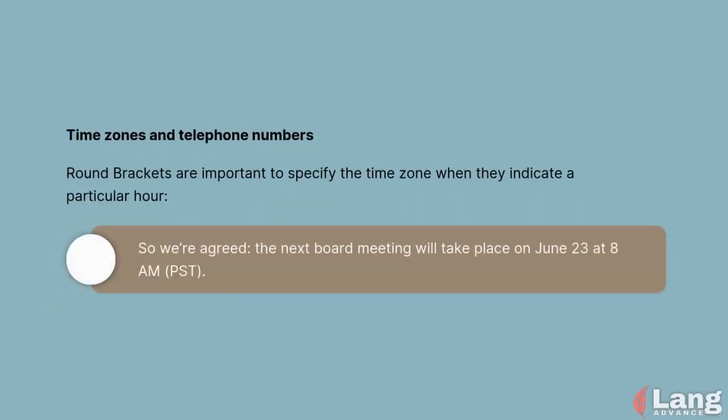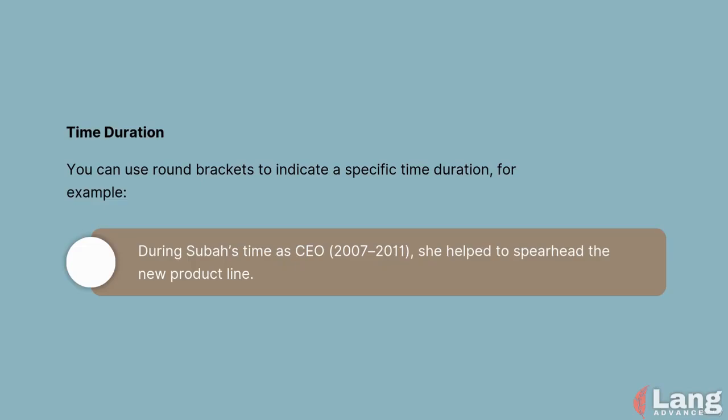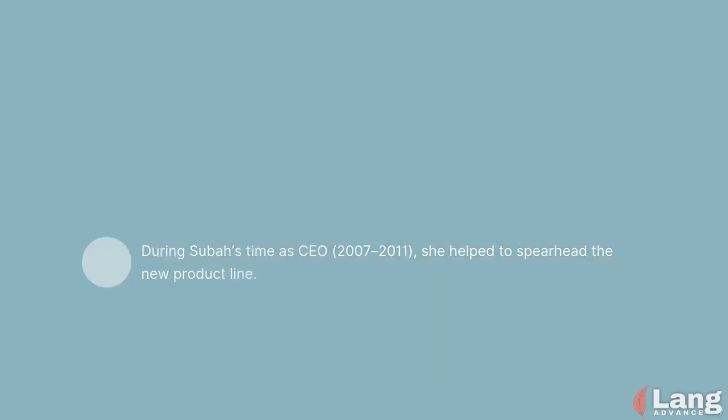Time zones and telephone numbers. Round brackets are important to specify the time zone when you indicate a particular hour. For example, we agreed the next board meeting will take place on June 23 at 8 a.m. (PST). Time duration. You can use round brackets to indicate a specific time duration. For example, during Sabah's time as CEO (2007 to 2011), she helped to spearhead the new product line.